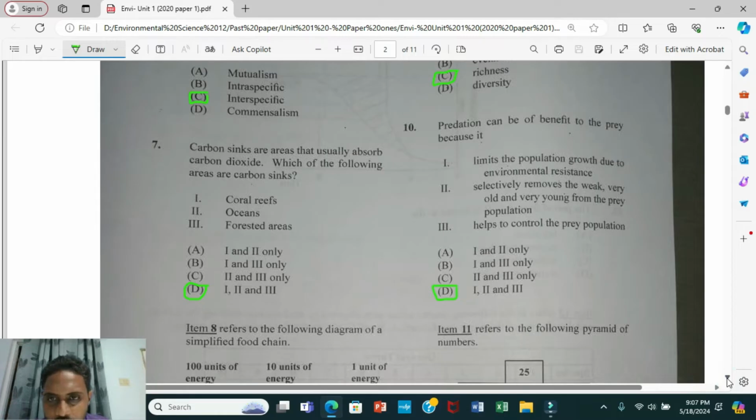Carbon sinks are areas that usually absorb carbon dioxide. Which of the following areas are carbon sinks? 1, coral reef. 2, oceans. 3, forested areas. Of course, it would be D. The answer would be D, all 3 of them. All right. Number 8.